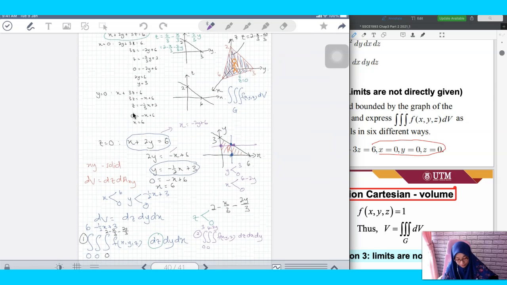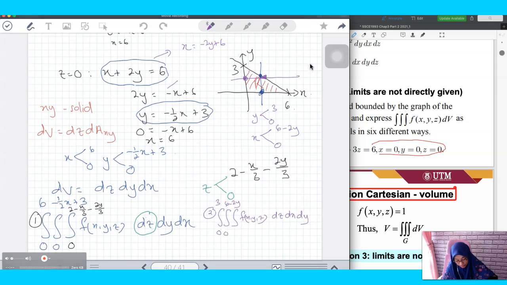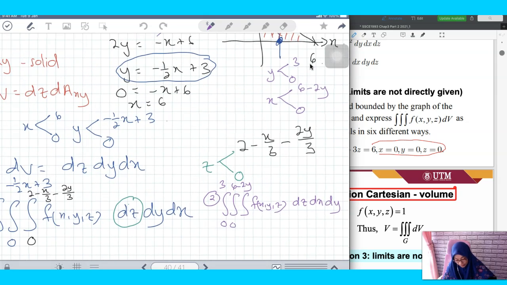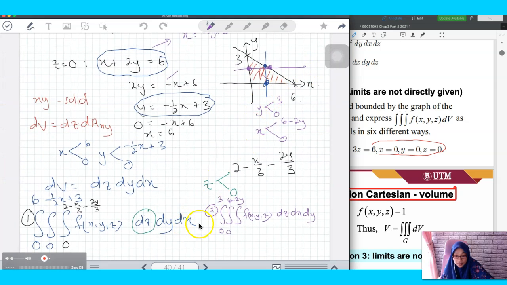For z, we have to look at this one. And of course, the z should be the same. The lower bound of z is 0, and the upper bound of z is part of the tetrahedron. So we can use the same lower bound and upper bound of z, because we have the same region and the same solid. The change is only between dy dx and dx dy. But the limit of z does not change.